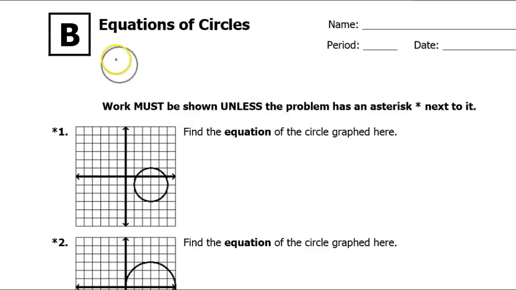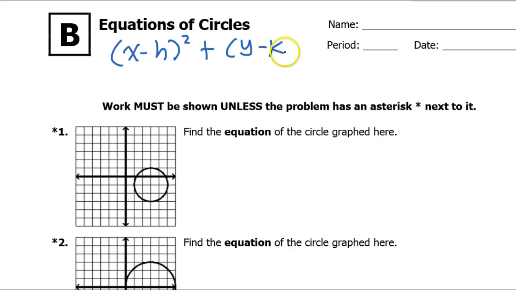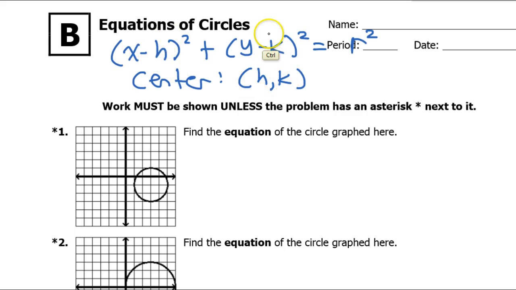Okay, so the model for the equation of a circle works like this. We have x minus h squared plus y minus k squared is equal to r squared, where the center is h comma k. So the center is just the opposite of these. And the radius, of course, is r. So it'll be the square root of whatever's there.